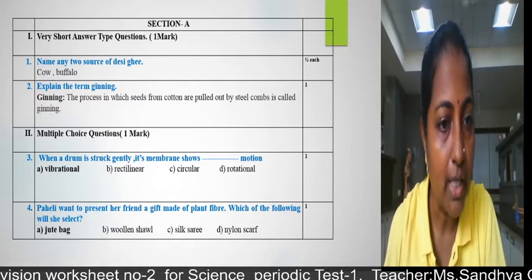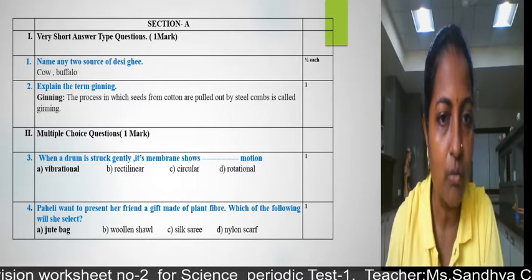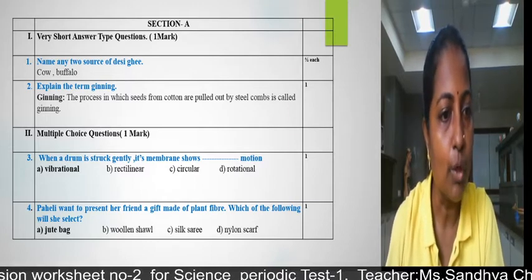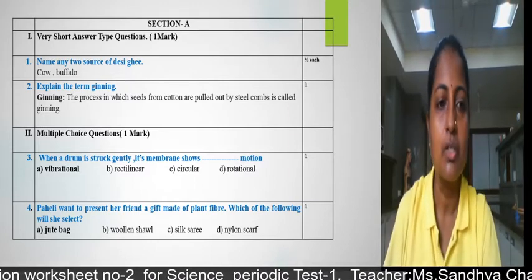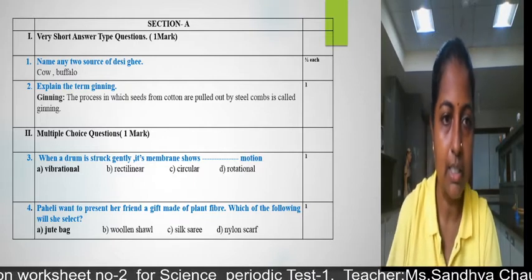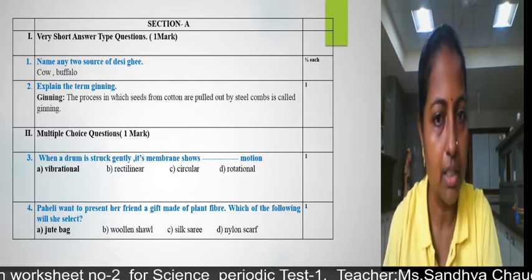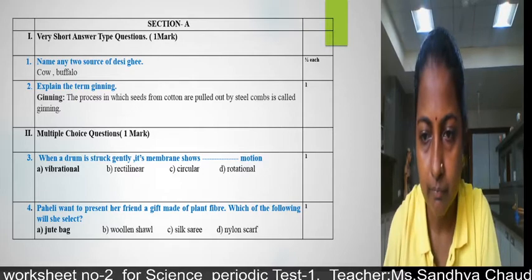Then question number 4, Paheli wants to present her friend a gift made of plant fiber. Which of the following will she select? So jute bag is the correct answer. Option A, jute bag, is the correct answer. So 1 mark for that.